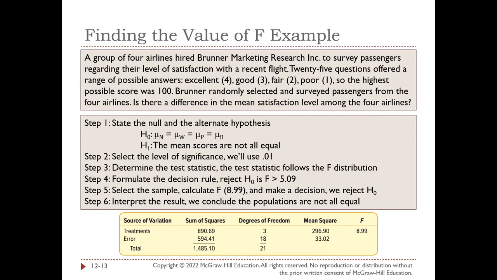Okay. We can find that the treatment is 890.69. Error is 594.41. Total is 1,485.10. Degrees of freedom, we've already figured out. The numerator, which is the treatments, SST, is 3. Error is SSE at 18.